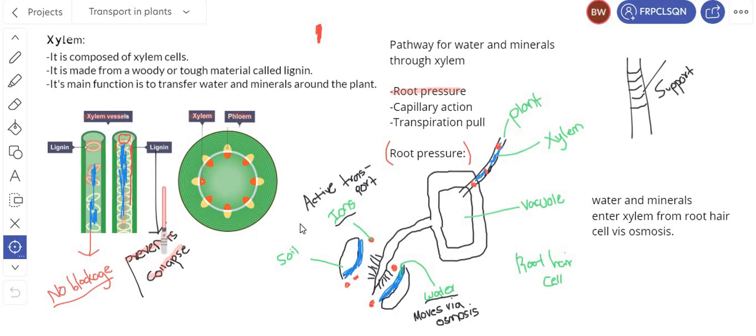Okay. So this is very simple. This is a very simple chapter, nothing much to be understood here. So let's talk about something in more detail: the pathway for water and minerals through the xylem.